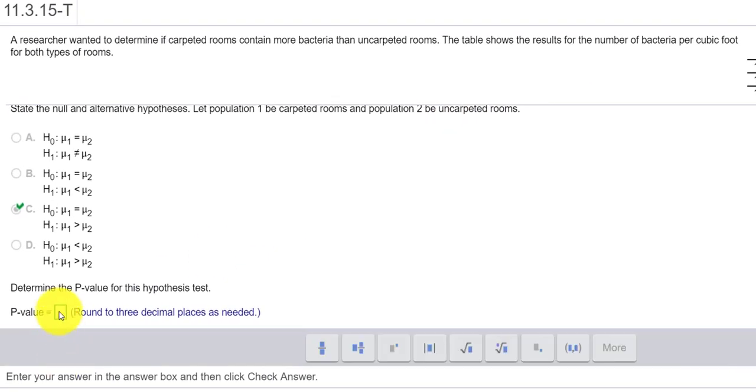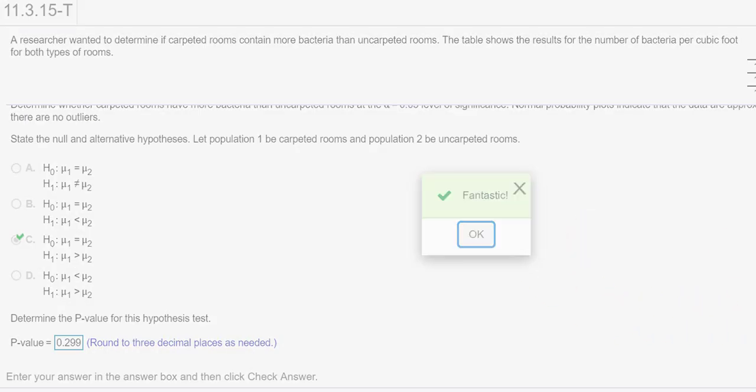And I put that in here. We can round to 3 decimal places, so let's call this 0.299. Okay, check answer. Okay.